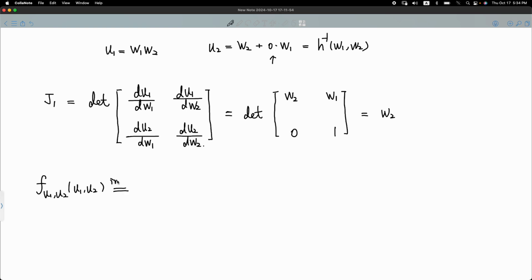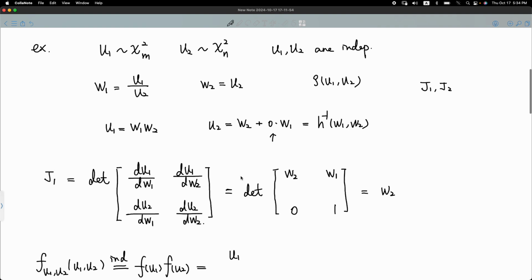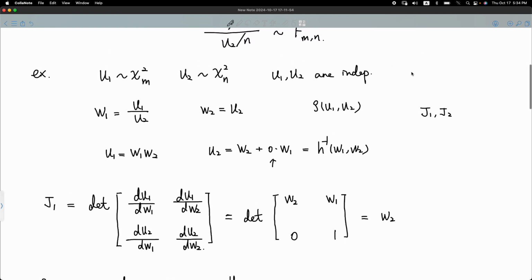And because they are independent, this is just the density function for u1 multiplied by the density function of u2. Each of them follows a chi-square distribution, or in other words, a gamma distribution. So we can use the gamma density function to write it here. So we will have u1 raised to the power of alpha. Maybe let me just squeeze it in here.